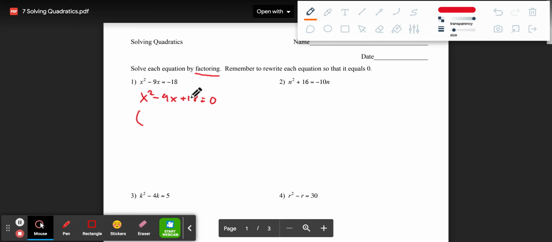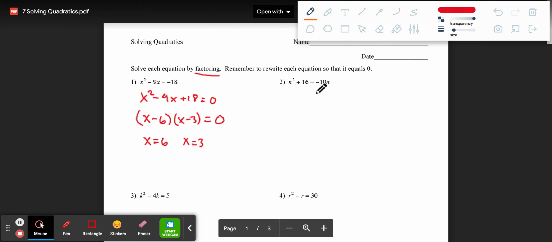I'm looking here for factors of positive 18 that add to negative 9. Hopefully everyone's thinking negative 6 and negative 3. That product gives us positive 18, and the sum gives me negative 9. I think we're in pretty good shape, equals 0. So that means the value of x is 6 or the value of x is 3. Just solve that first one by factoring, then using the ZPP.